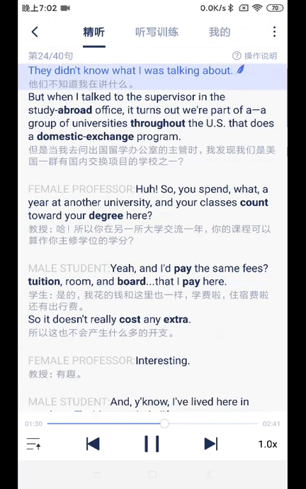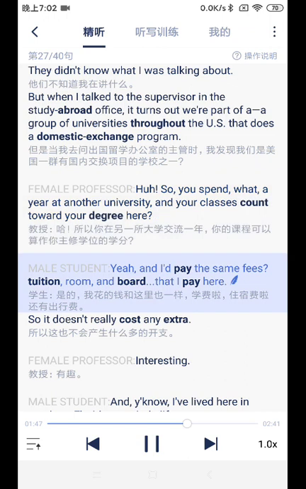They didn't know what I was talking about. But when I talked to the supervisor in the study abroad office, it turns out we're part of a group of universities throughout the U.S. that does a domestic exchange program. Huh. So you spend, what, a year at another university and your classes count toward your degree here?